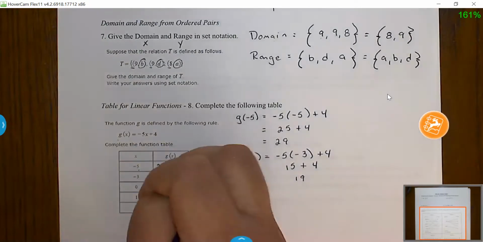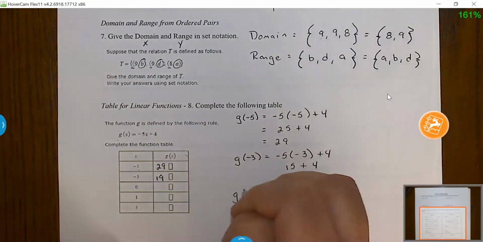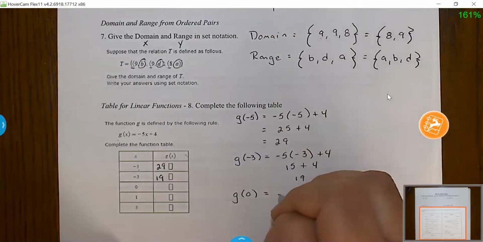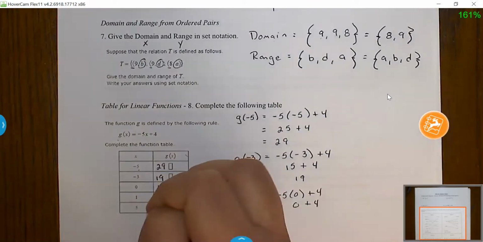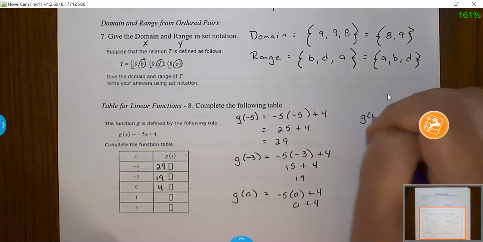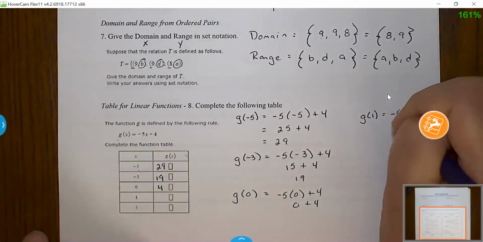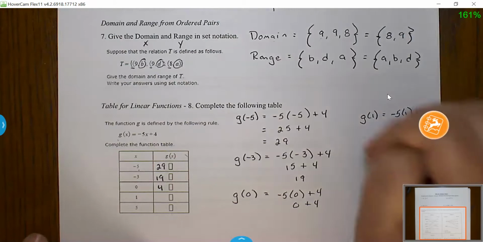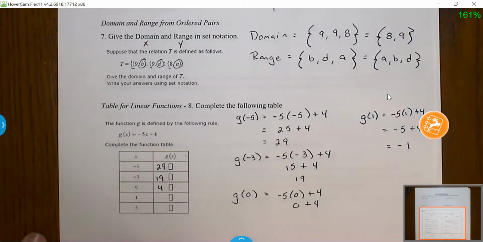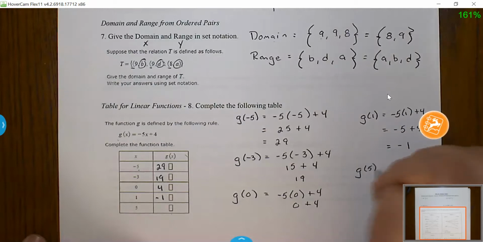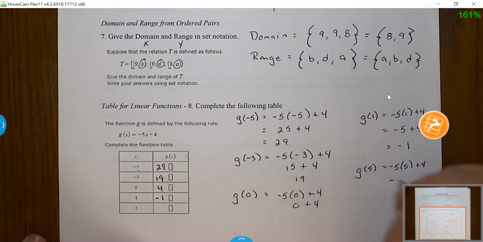Then g of 0, so that's negative 5 times 0 plus 4, which is going to be 0 plus 4, that'd be 4. Then g of 1 would be negative 5 times 1 plus 4, which is negative 5 plus 4, which is negative 1. And then g of 5, we have negative 5 times 5 plus 4, which would be negative 25 plus 4, which would be negative 21.